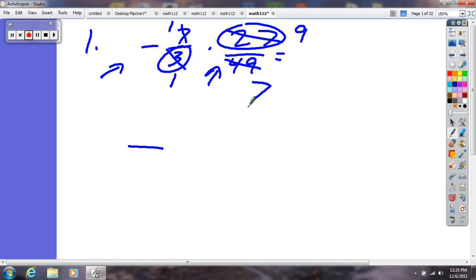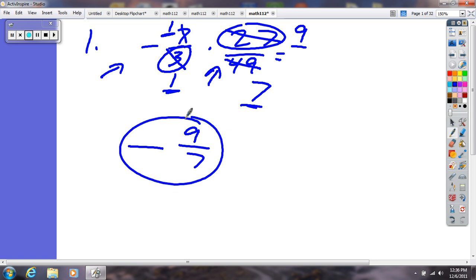So on the top we end up with 1 times 9, so that's 9. On the bottom we have 1 times 7, so that's 7. So our answer is a negative 9 over 7.